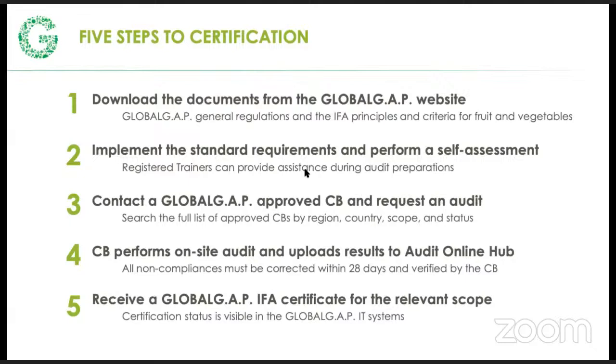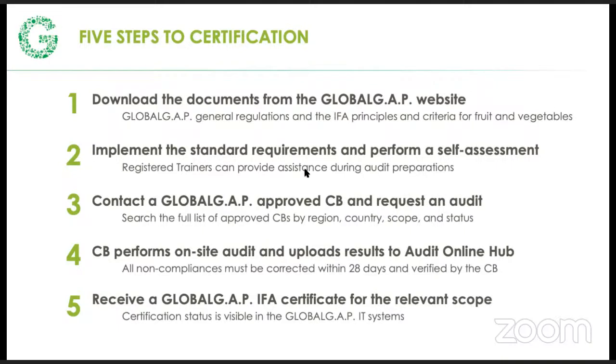So how do we get certified? Essentially, to be Global Gap certified requires 5 steps. And those 5 steps, the only difference would be whether we're going with option 1, where we're the individual, or option 2, where we are a producer group, like a cooperative.